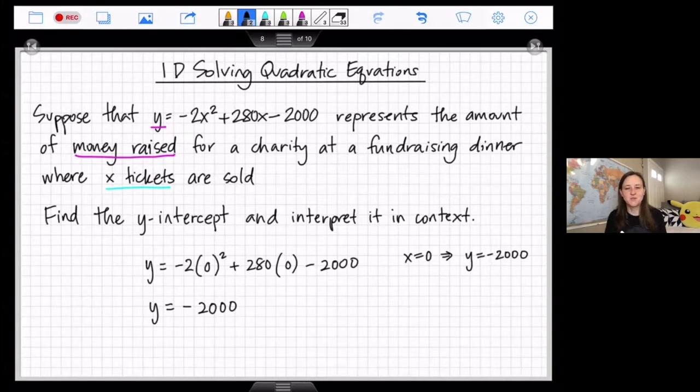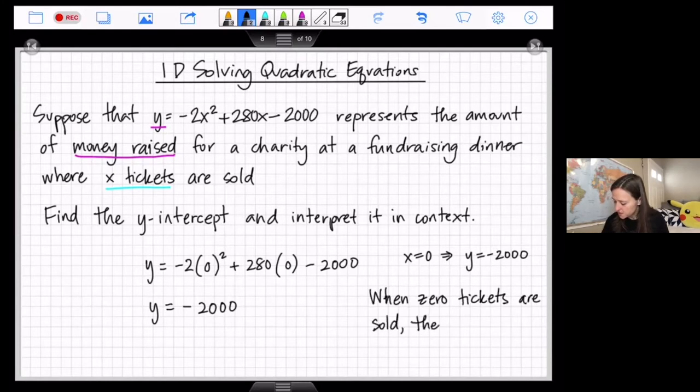That's not a great situation for the charity, right? They don't sell any tickets. They, of course, lose money. So they have to put down deposits for the venue or something like this. They make investments that they're hoping to make back as they sell their tickets for their charity fundraiser. So we'll say that when 0 tickets are sold, the charity loses $2,000.